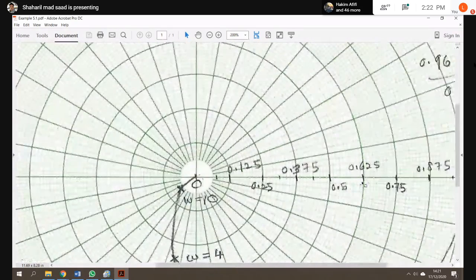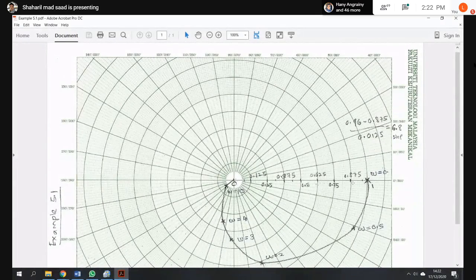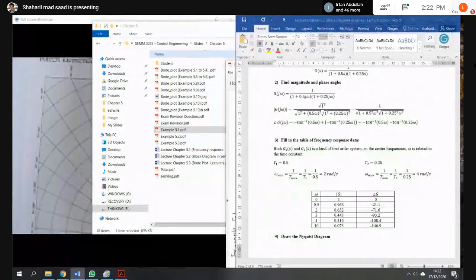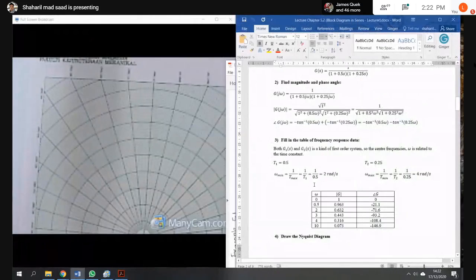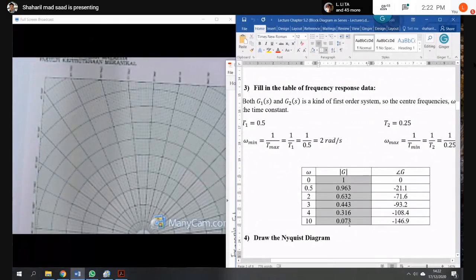So how we're going to use this: the circle represents the magnitude, and the line here represents the angle. Right, good. So let's plot our first graph, the Nyquist diagram. First of all, you need to look at the value. What is the maximum value? The maximum value is 1, equal to 1.